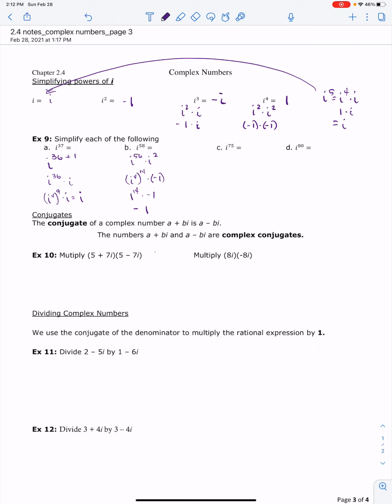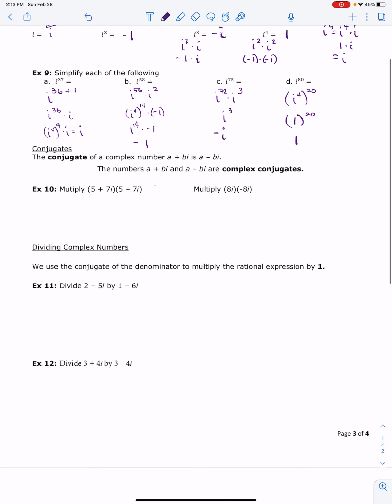i to the 75th. 4 goes into 72 evenly. First part is 1. 1 times i to the third. i to the third we know is -i. i to the 80, 4 goes in evenly. Again, i to the fourth is 1. 1 to any power is just 1.